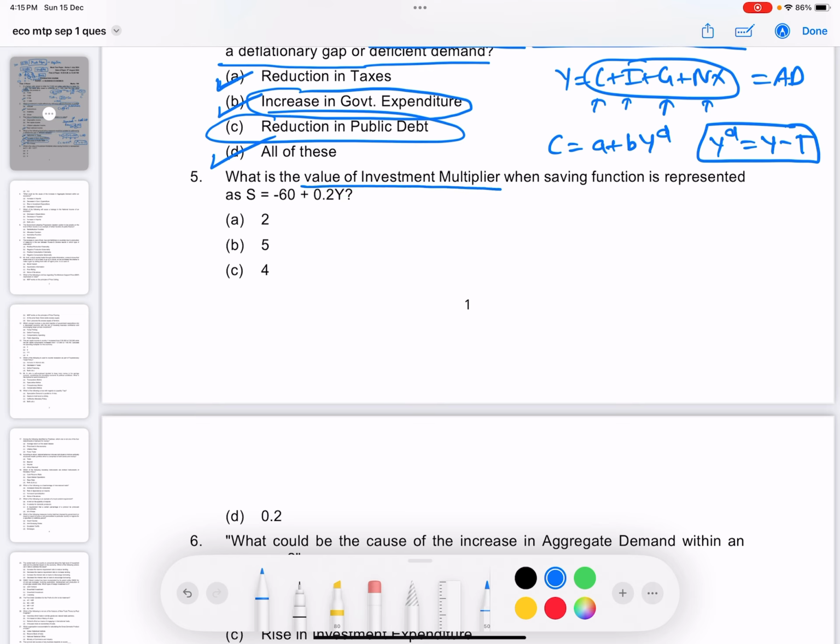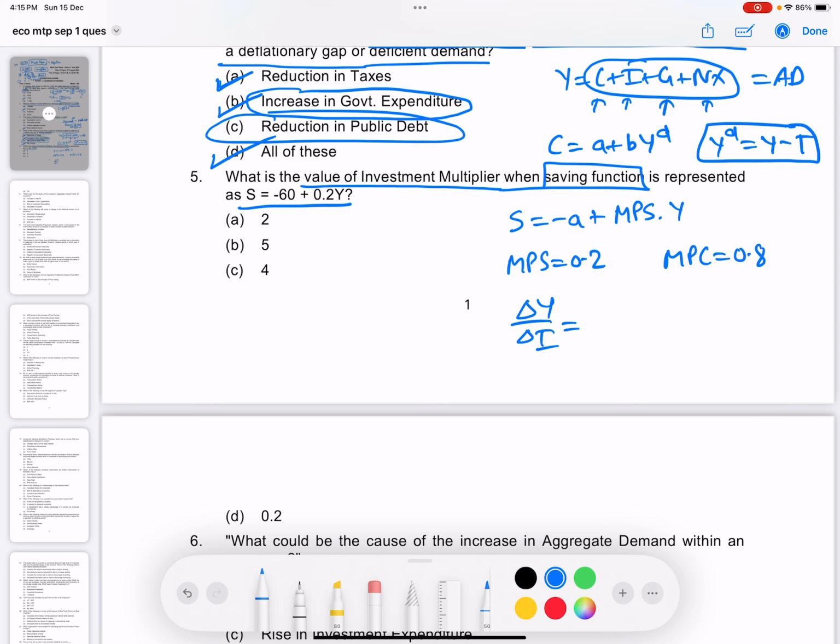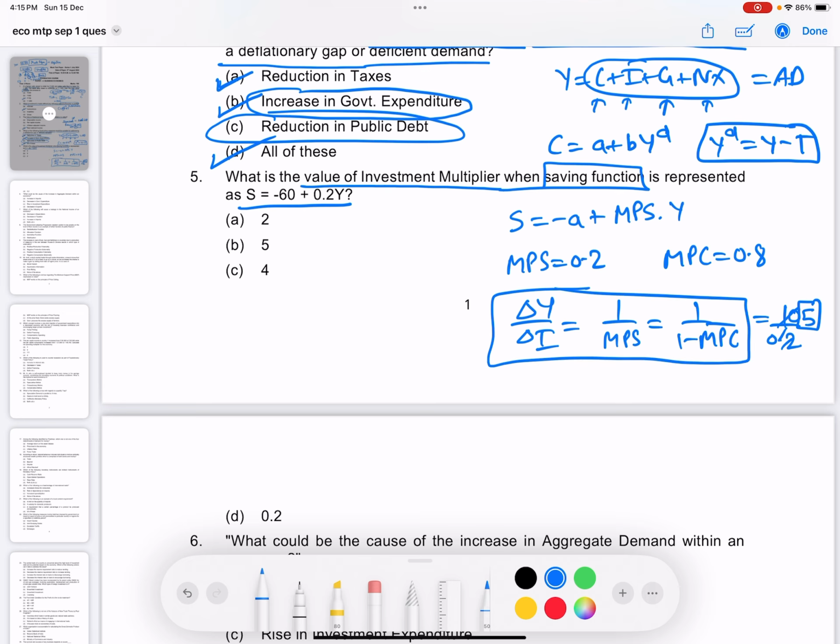The value of the investment multiplier when the savings function is given by this. Now, for a savings function, S equals minus A plus MPS into Y. So we have MPS equals 0.2. MPC would become 0.8. We know the value of the multiplier is 1 upon MPS, which equals 1 upon 1 minus MPC. So this is 1 upon 0.2. If you know this formula, it is very easy to solve this question. So the answer is 5.